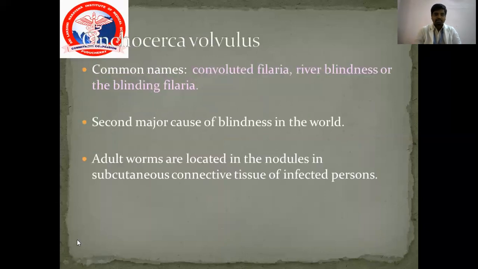Onchocerca volvulus, the next organism. Its common names are convoluted filariasis, river blindness, or the blinding filaria. It is the second major cause of blindness in the world. Adult worms are located in nodules in the subcutaneous connective tissue of the infected patient.